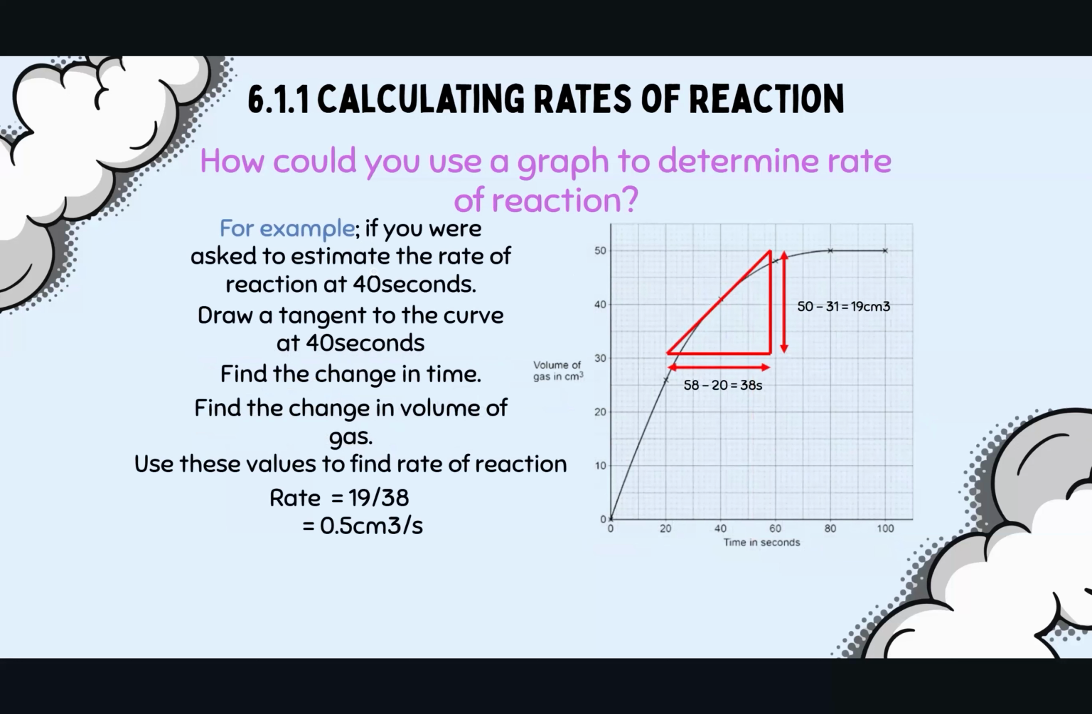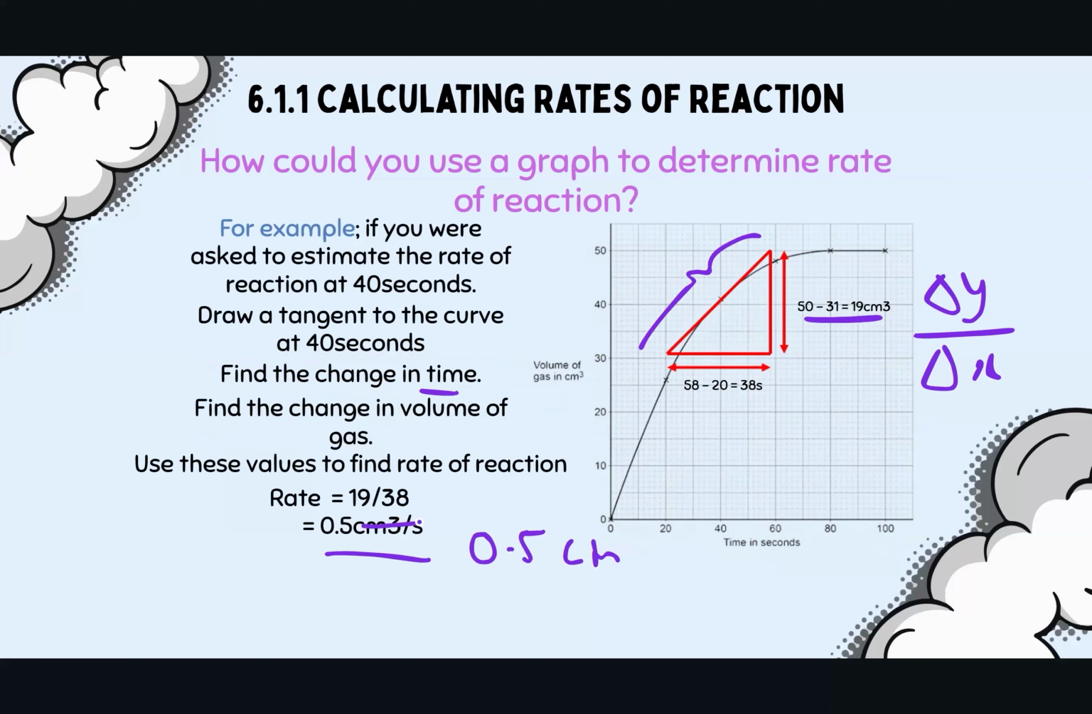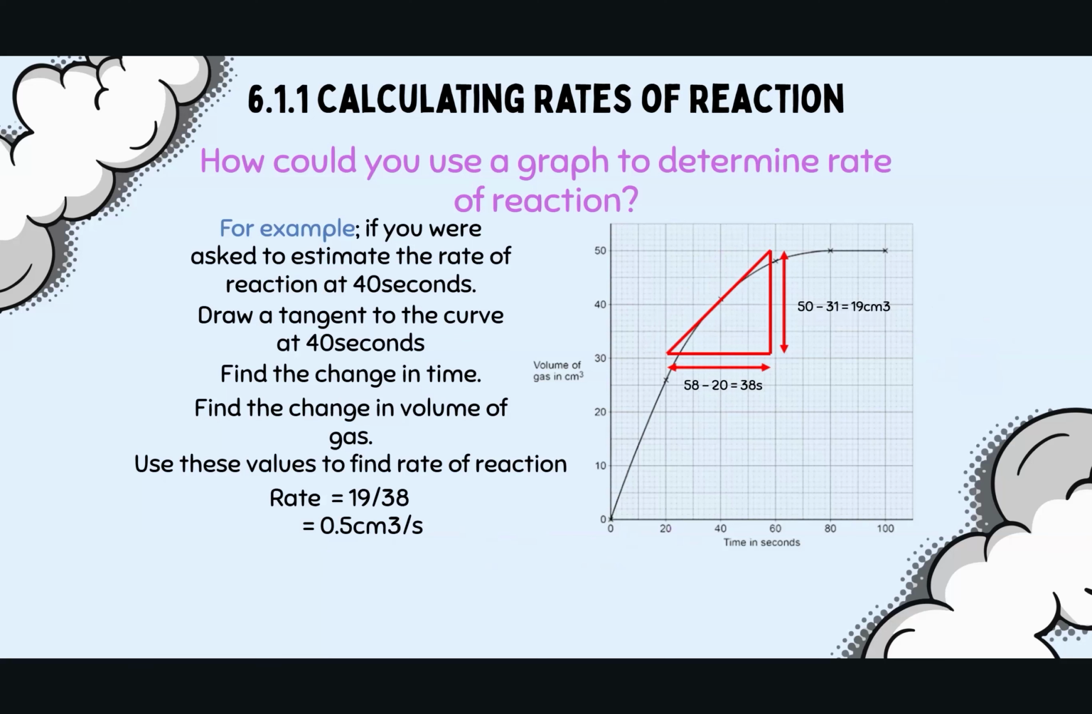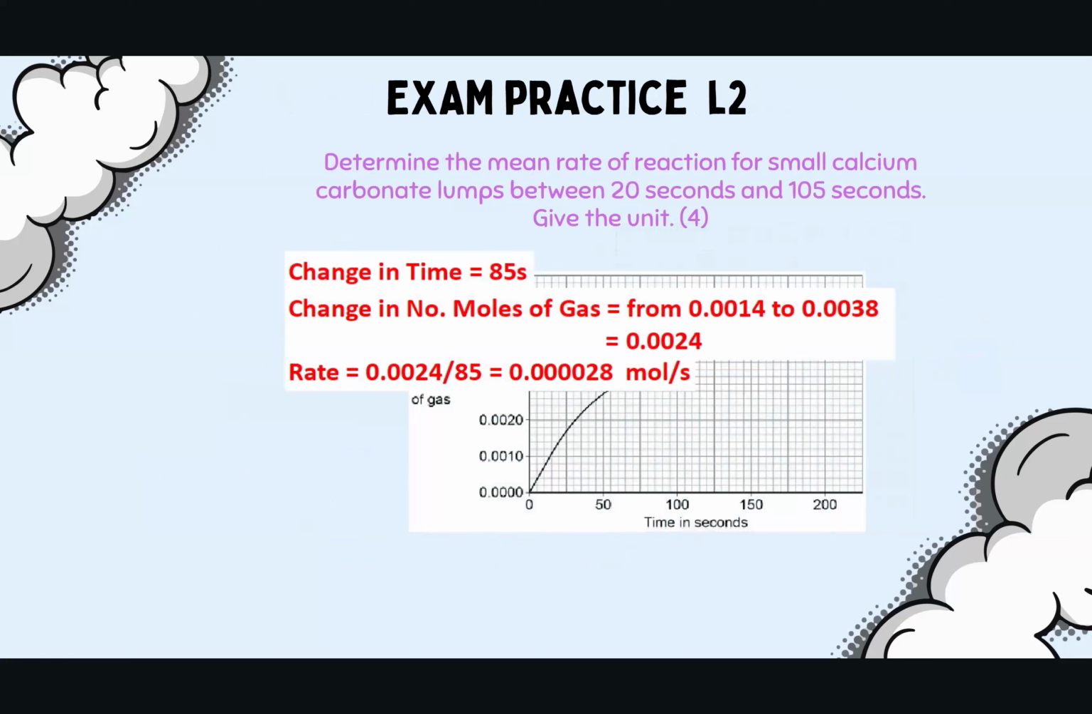So if you were asked to estimate the rate of reaction at 40 seconds, draw a tangent to the curve at 40 seconds, as they've done here. Find the change. Well, actually, the first thing you should try and find is the change in volume, the change in y, and then find the change in time to get the change in x. Divide them, and you get your rate of reaction, 0.5 centimeters cubed per second. Okay.